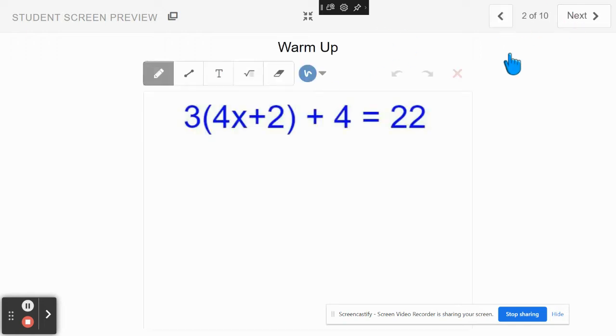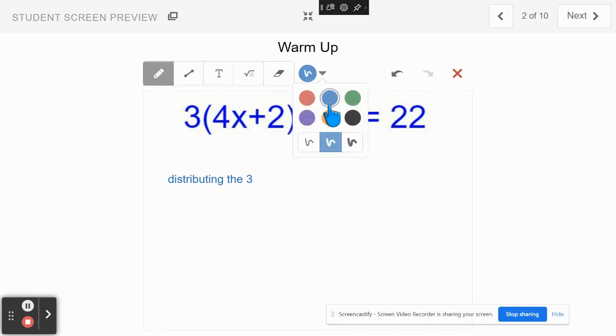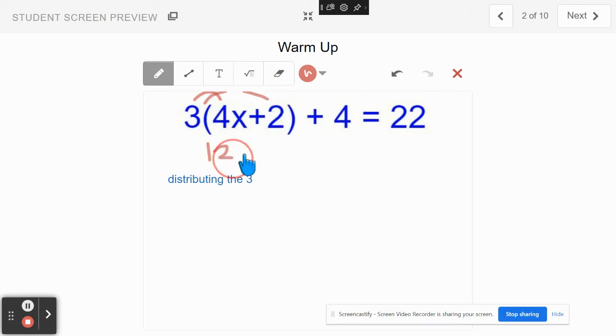No big deal. Here, your first step would be distributing the 3, right? That's our first step. Once again, you do not have to type anything. I'm just doing this for your help here in the video. We're going to do that first, right? These two, we're going to get 12x plus 6 plus 4 equals 22, okay?